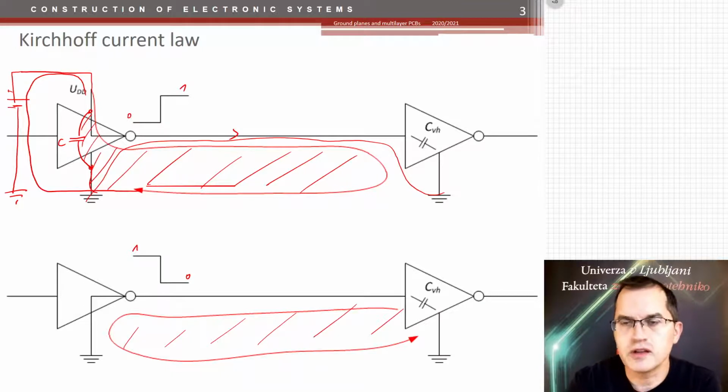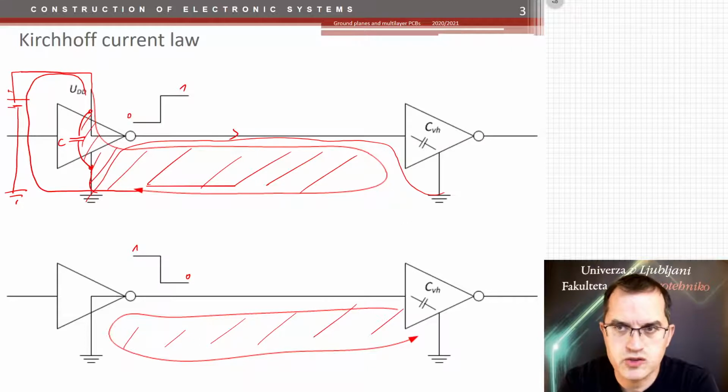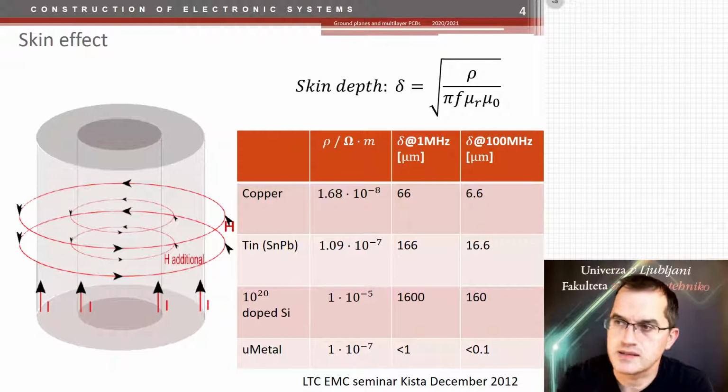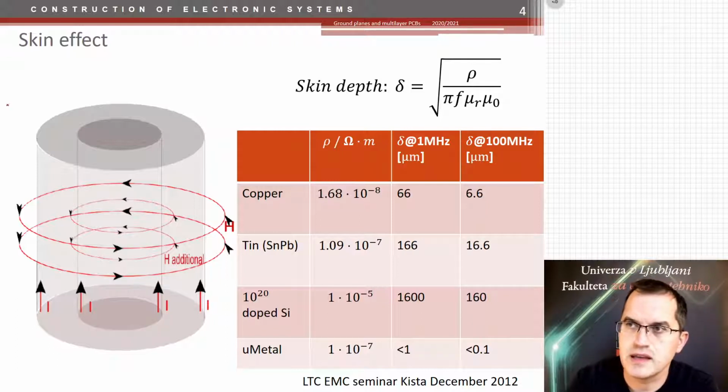Okay. In order to understand these current loops, one should understand another phenomenon which helps a lot with the forming of these current loops, which is called the skin effect. So what is the skin effect? The skin effect is that high frequency current tends to flow at the surface of conductors.